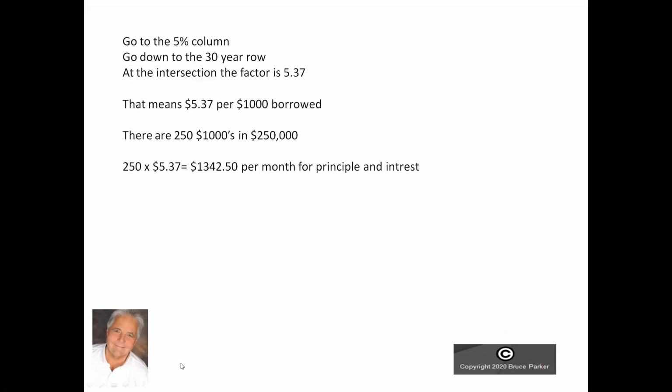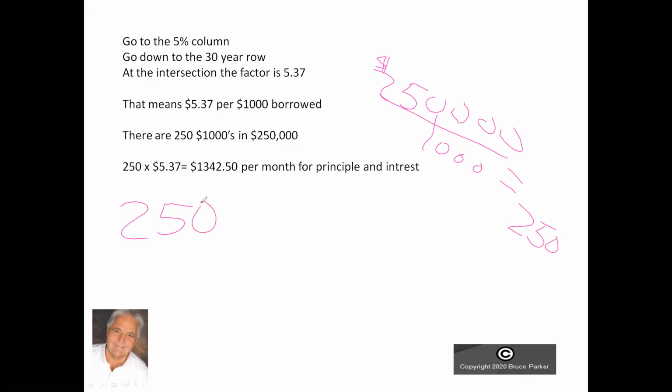And again, we have a $250,000 loan. So how many thousands are in 250,000? We're going to divide it by 1,000. And it shows you that we have 250 increments of 1,000 in 250,000. So we're going to multiply that 250 times our factor, which is 5.37.